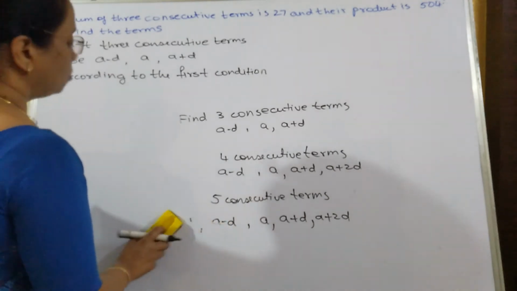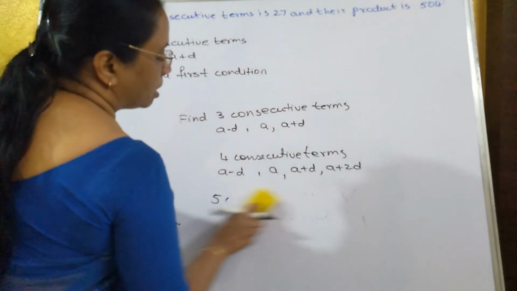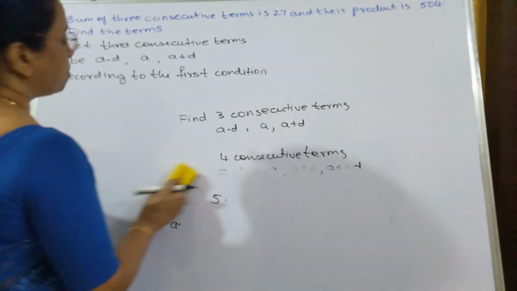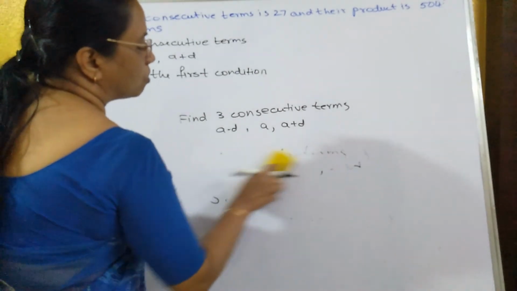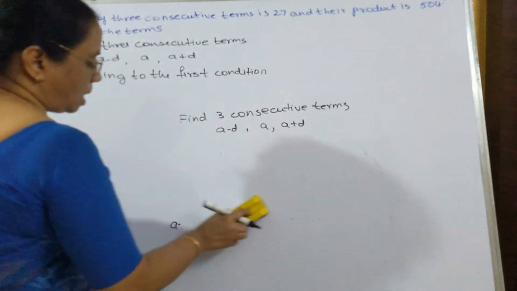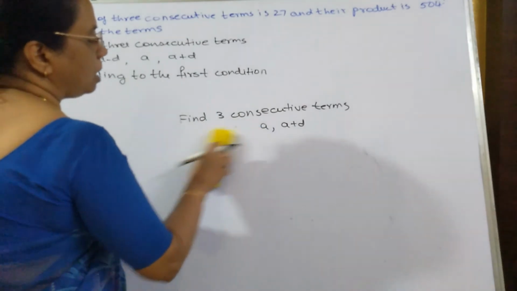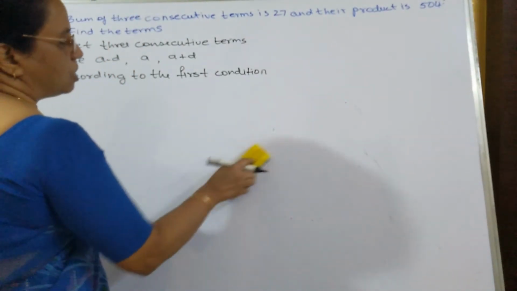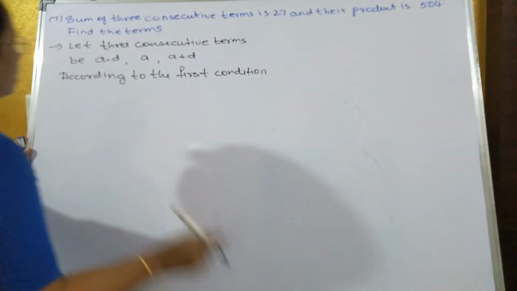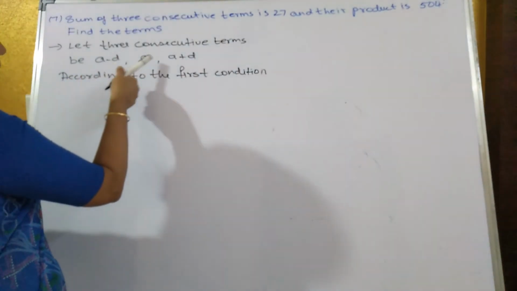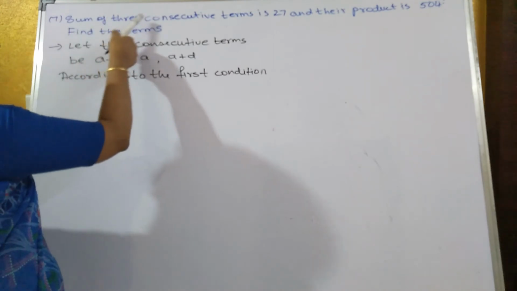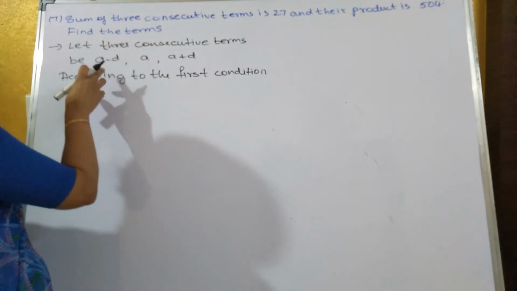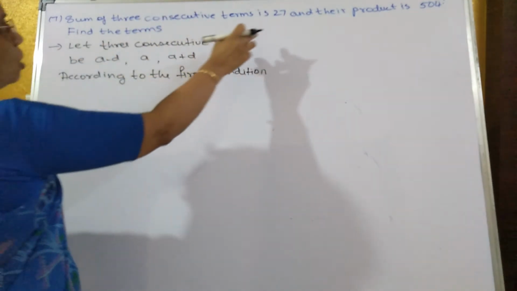Now we will do sum number 7. Since here it is to find three consecutive terms, what are the three consecutive terms? A minus D, A and A plus D. According to the first condition, the sum of the three consecutive terms is 27. That means when you add all these three, you should get 27.